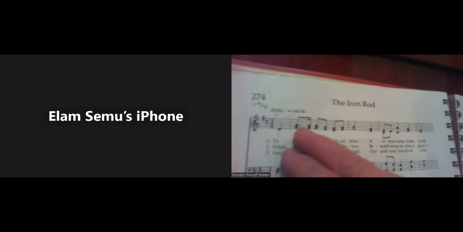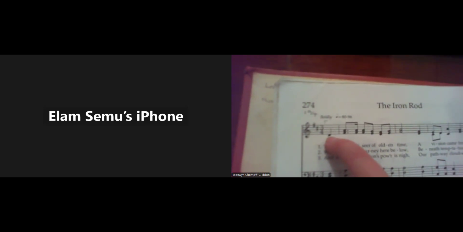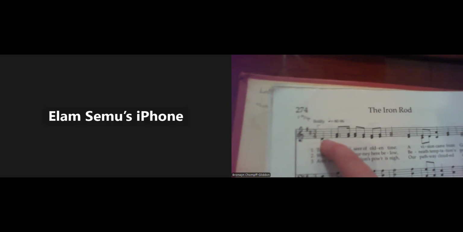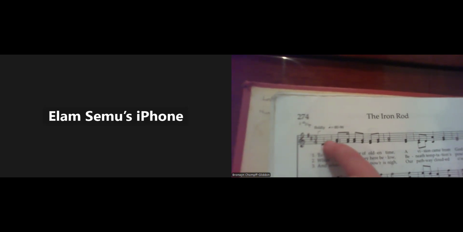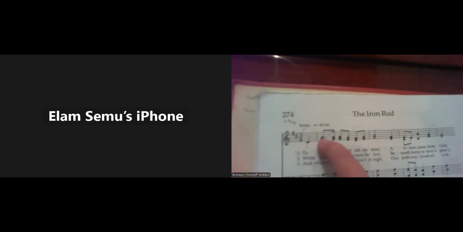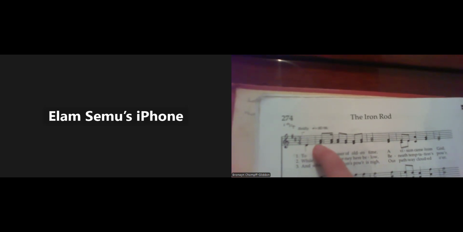And so as you're reading this, you can see, okay, we've got this D there, and then we jump to the A. So that's on the space there. So that's 2, 3, 4, 5. The D to the A is a fifth. The D to the F sharp is a third.